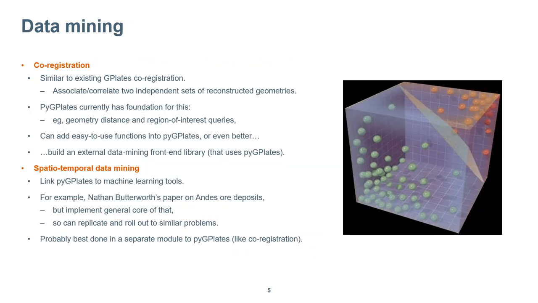So one of the applications of Pi G-plates is data mining. So there'll be efforts to integrate and link Pi G-plates better to data mining. One of those aspects is co-registration, which is essentially correlating two sets of reconstructed geometries. So you might want to transfer trench values onto a subducting point. And PyG plates supports this at a low level. It can calculate the distance between geometries and find out which geometries are within a certain region of interest of another geometry. And so the idea is to just make that a little easier to use as a front end for data mining applications.